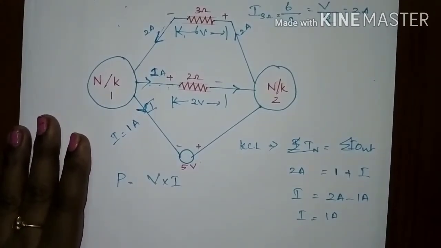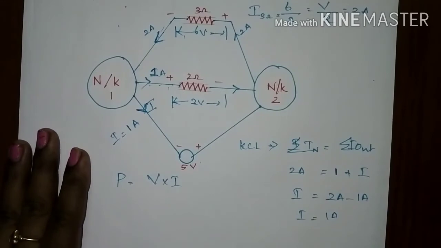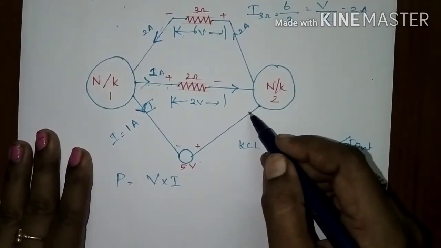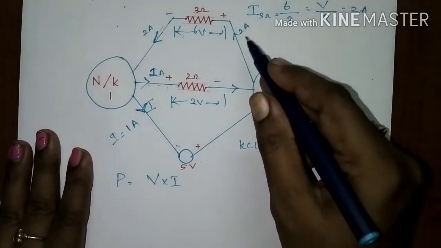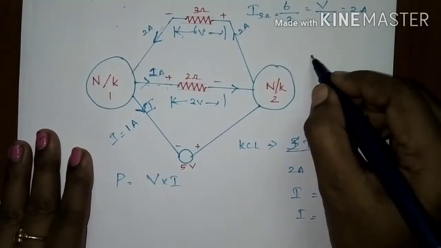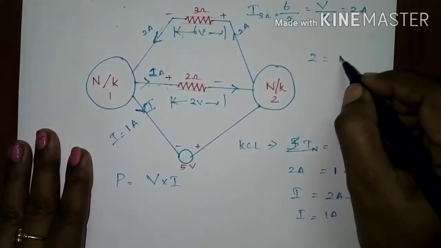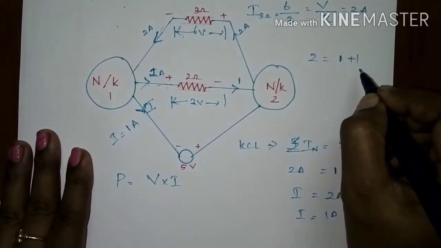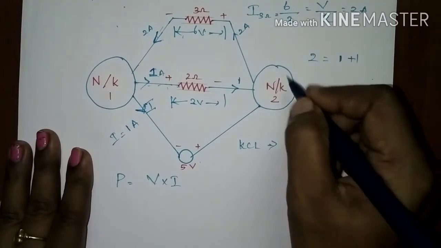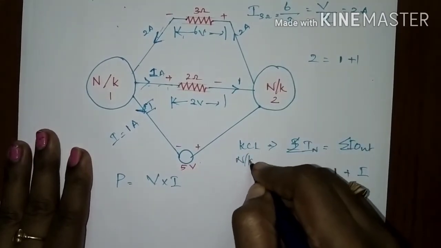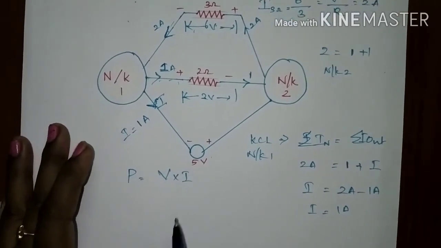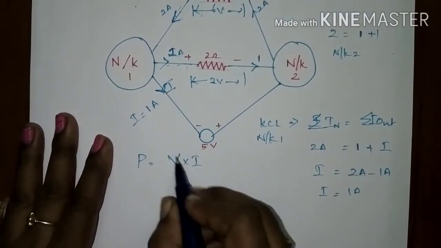Understood? And if you apply KCL in this network also, the incoming currents are equal to the outgoing current. Here the outgoing current is 2 ampere. So, 2 ampere is outgoing, incoming current is 1. So, this current has to be 1 to equate it according to KCL. You can apply KCL in any one of the networks, network 1 or network 2. Okay, we have found the value of the current now as 1 ampere.